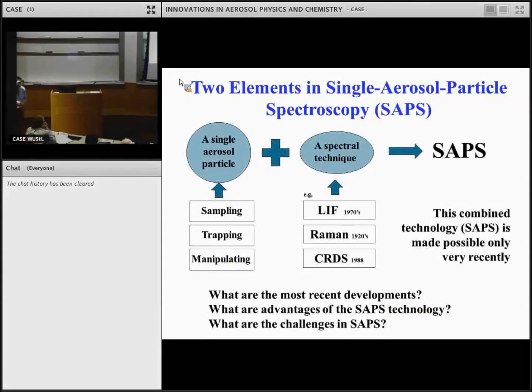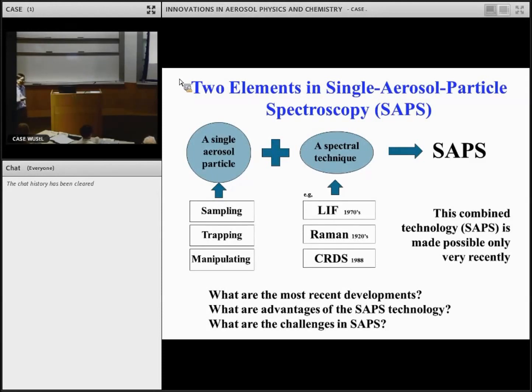Single aerosol particle spectroscopy is a combination of single aerosol particle handling and a spectral technique. So here I'm mainly talking about a single aerosol particle trapped in air by Raman and cavity resonance, because single aerosol particle LIF has been covered partially in the previous talk, in Youngler's talk. First, I'm going to give a brief update on the most recent development in single aerosol particle trapping technologies in the air, followed by single aerosol particle Raman and cavity resonance spectroscopy. And I will leave the discussions of advantages and challenges for single aerosol particle spectroscopy for later.